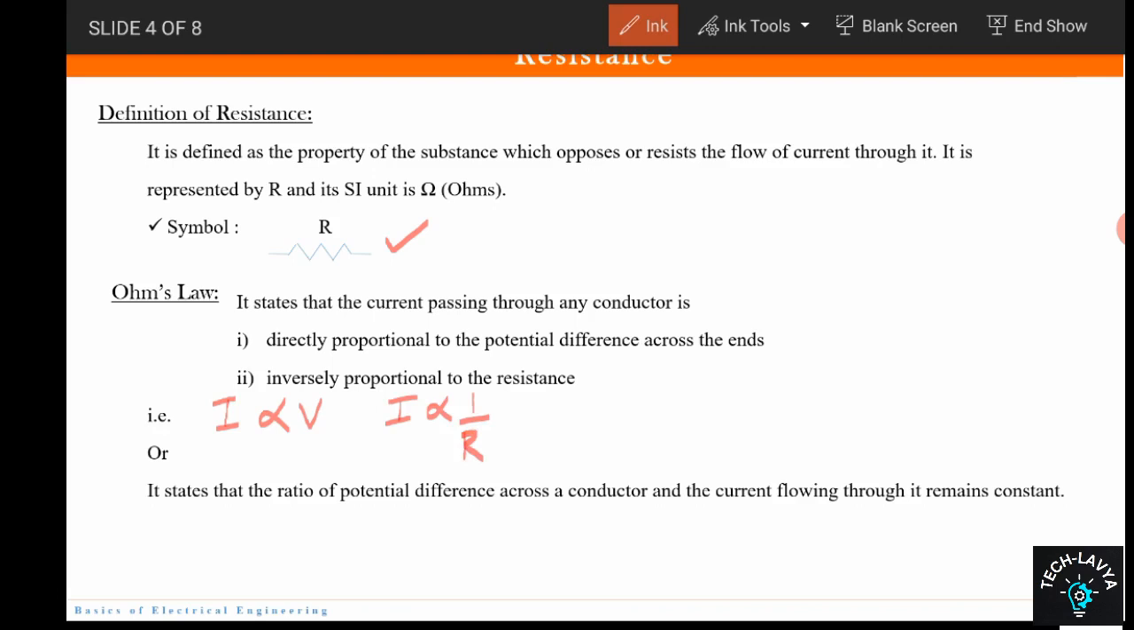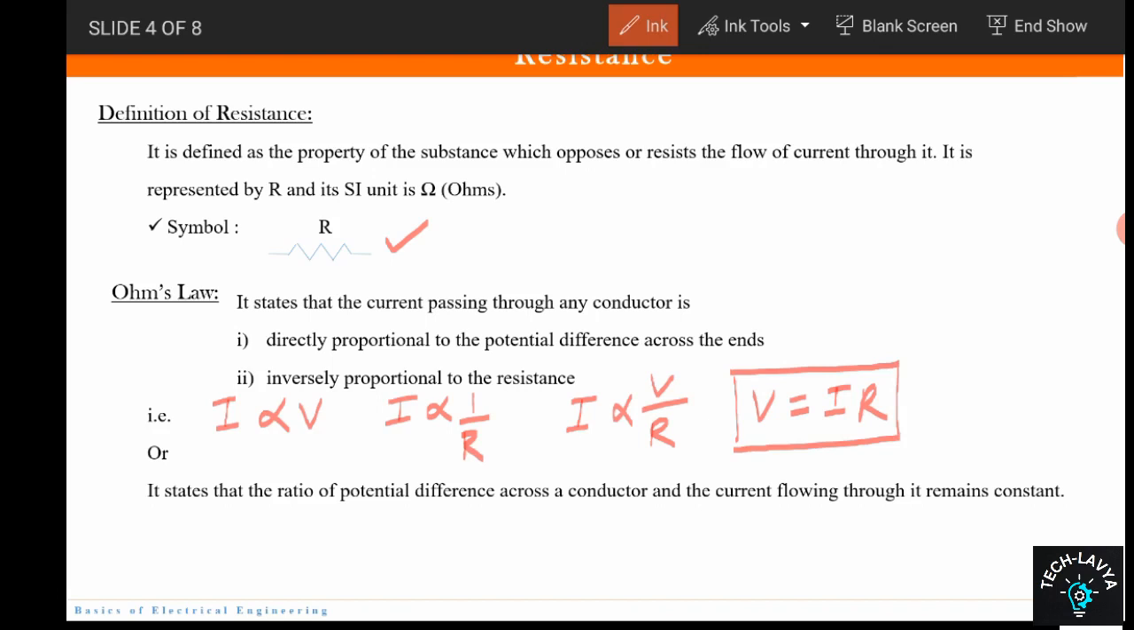Fine. So together I can write that my current is directly proportional to V and inversely proportional to R. Or in other words, I can say that V is equal to IR. This is another way in which we can represent Ohm's law.